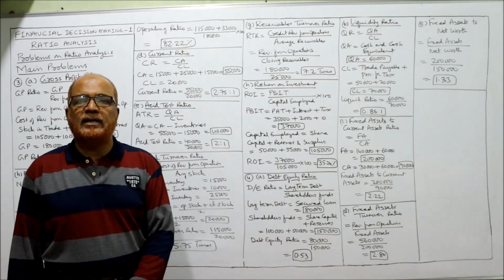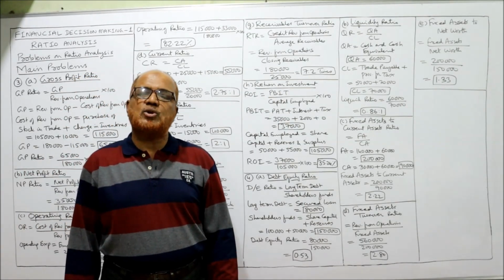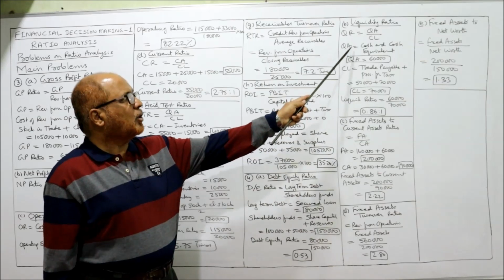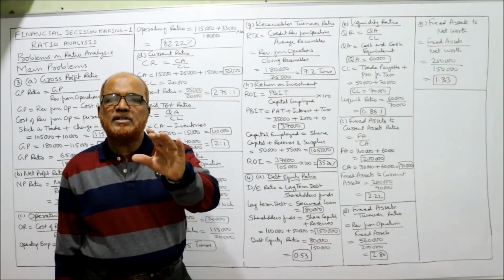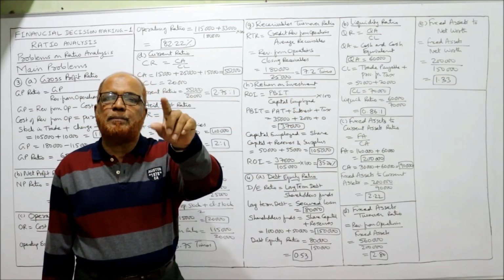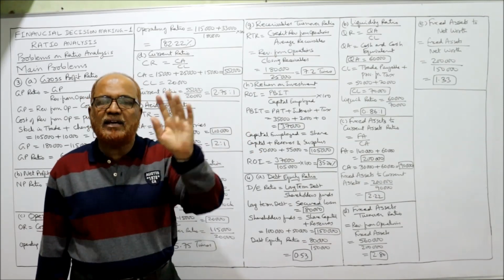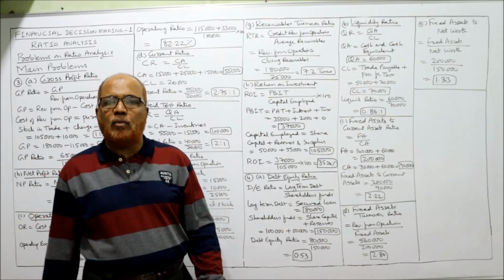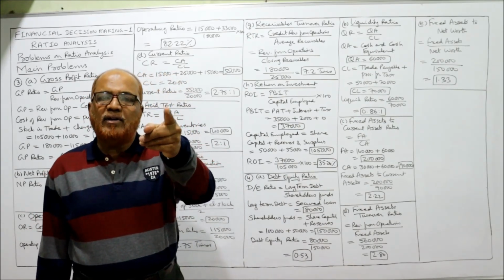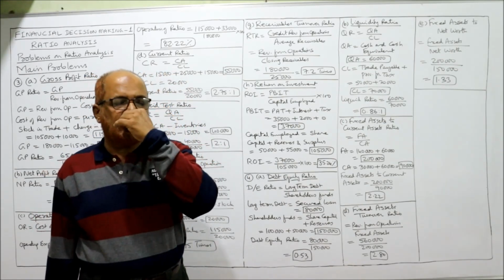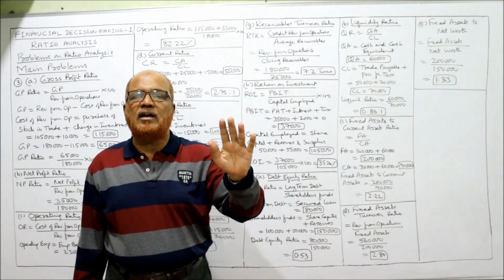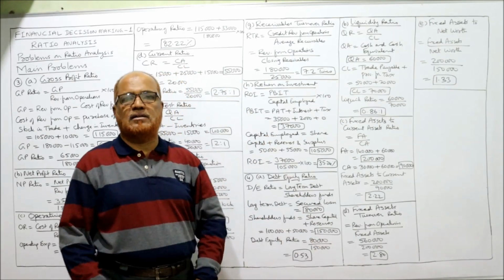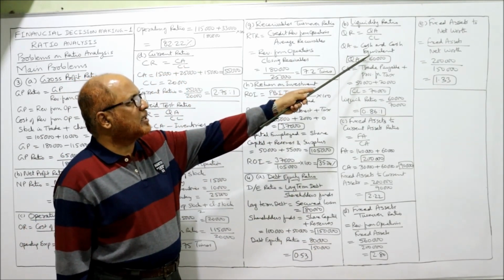The next is liquidity ratio. Liquidity ratio is called quick ratio: quick assets by current liabilities. Quick assets means all current assets except inventory. Leaving the inventory, other current assets are the quick assets. In our problem, only 2 items are given, inventory and cash equivalent. If you ignore inventory, only 1 current asset is there, cash and cash equivalent. The quick asset is equal to cash and cash equivalent.